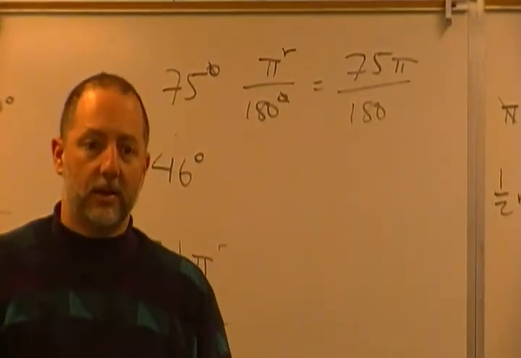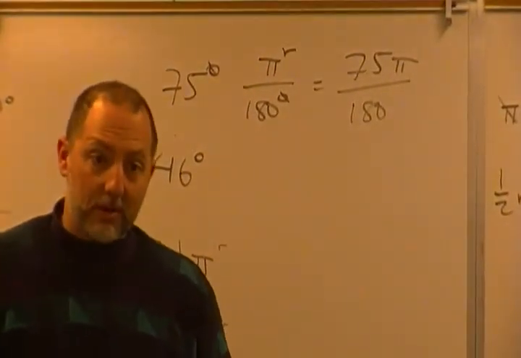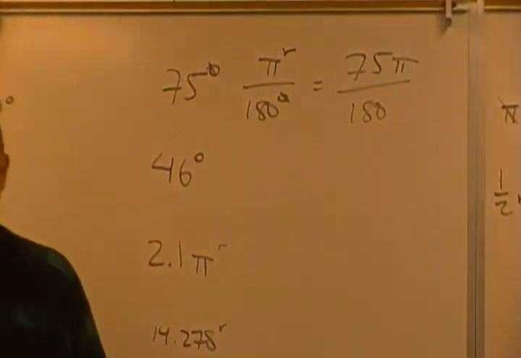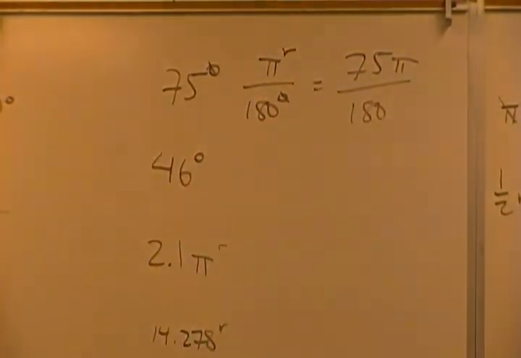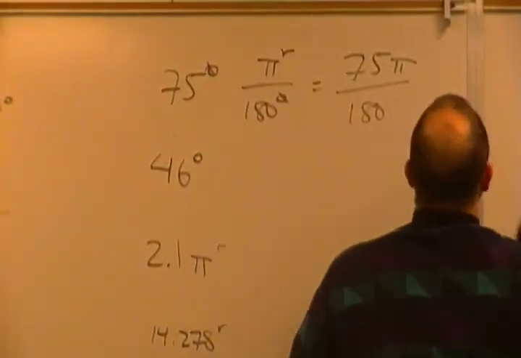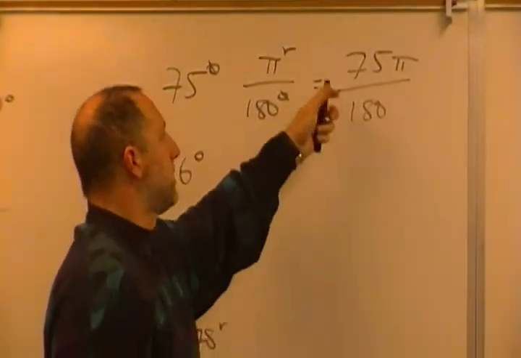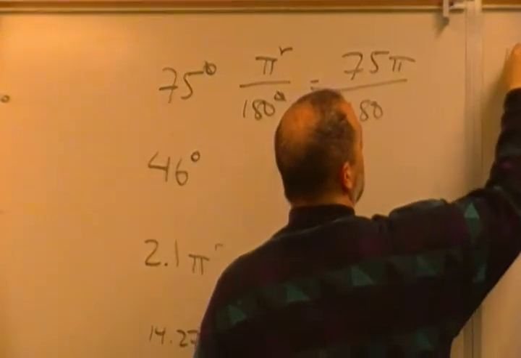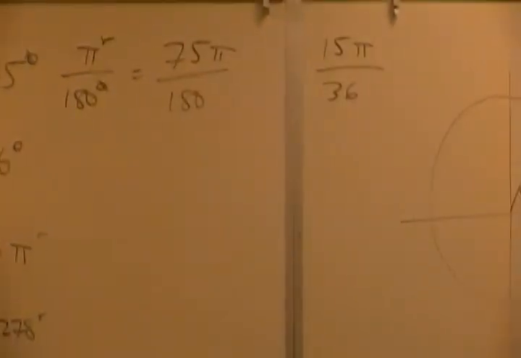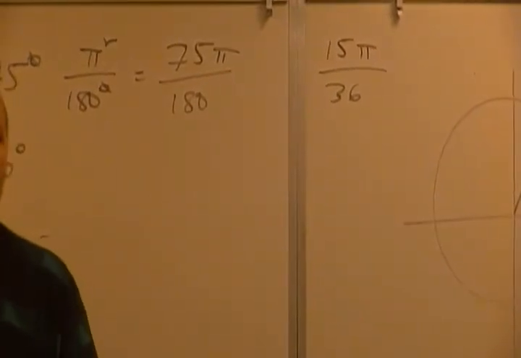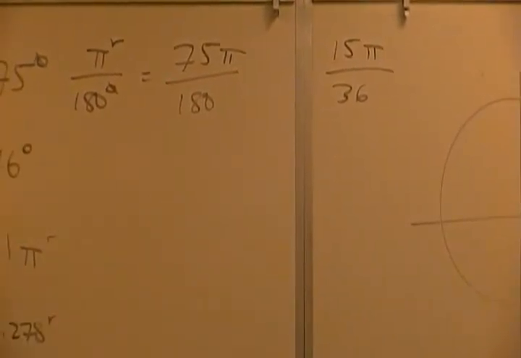No. Why not? Because you want it simplified. It's got to be reduced. Come on, this isn't pre-algebra class. Obviously, this has at least factors of 5 in it, so we need to simplify that. We can take at least a 5 out of both. That becomes 15 pi over 36. So that would be the form I would expect it in.